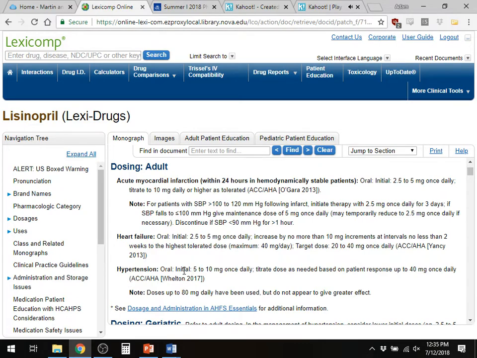Okay. Orally, initial 5 to 10 milligrams once daily. And then we can titrate based on patient response up to say 40 milligrams. Now I'm just starting a patient on this. It's okay to start with a starting dose, right? So let's say I want to do say 5 milligrams for the patient once daily. Okay. So now I have my dose.